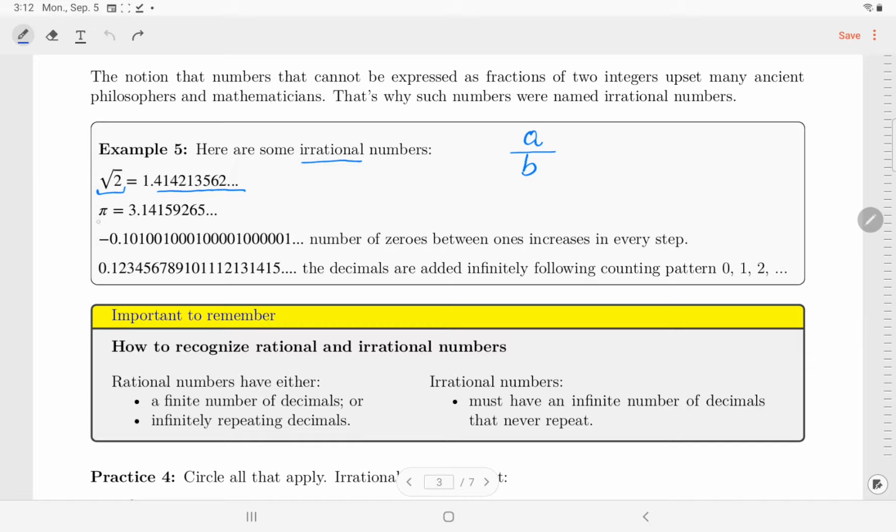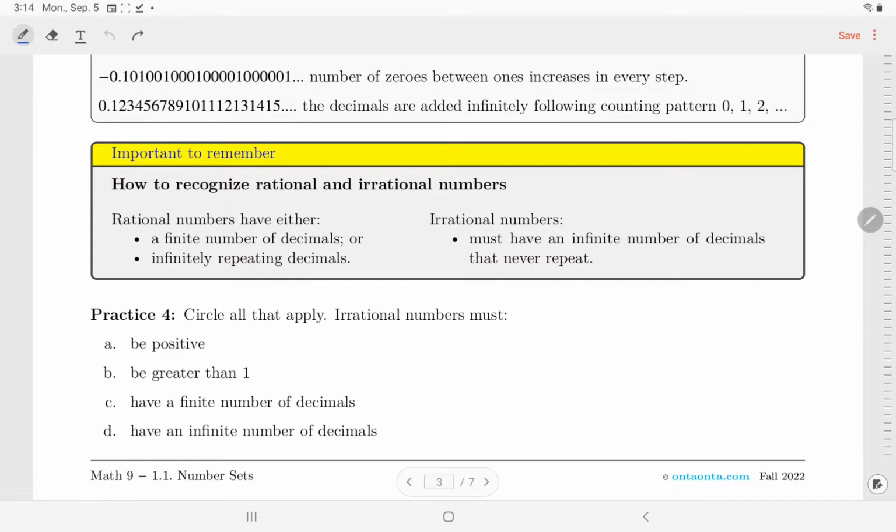Another very famous irrational number is pi, which is 3.14. That's what we remember, but there are other digits that never end and never repeat. Notice that irrational numbers can also be negative. And this one looks like, oh, there are repeating patterns, but when you look closer, they do not repeat. Pause the video and find the answer to figure out which one represents irrational numbers. And irrational numbers have an infinite number of decimals.